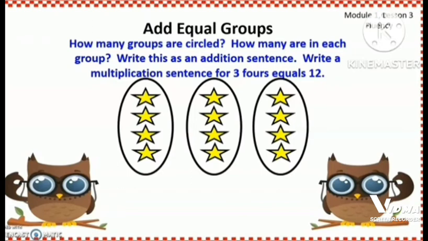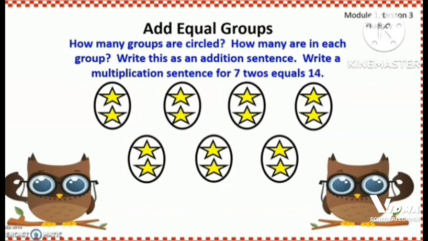If you count the number of stars in this one, it's also 12. 3 for the group, 4 for the stars. 3 times 4, 12. Here's another one. How many groups are you seeing? 7 groups. How many stars in each group? 2. What is the multiplication sentence?